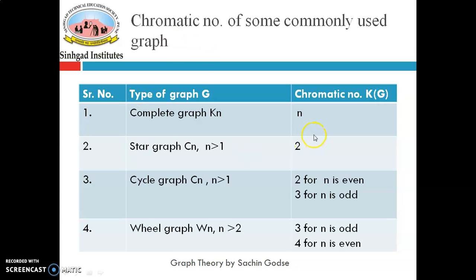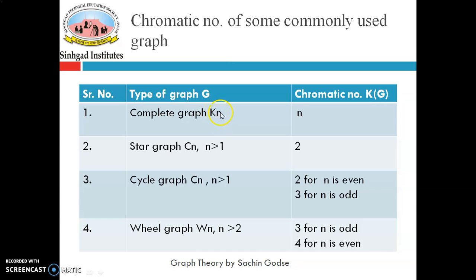Now there are some fixed values as per the different types of graph. After experimentation, they got these chromatic numbers for these types of graph. So we will see that table. Complete graph Kn, where n is the number of vertices. So this Kn always requires n colors to properly color that particular graph. Two adjacent vertices will not have the same color, so it requires n colors.